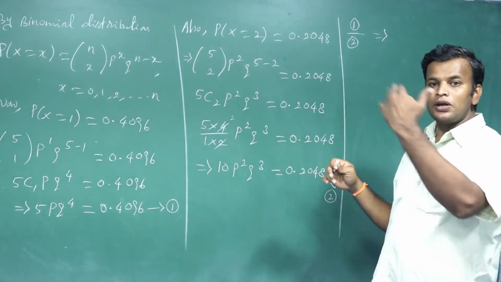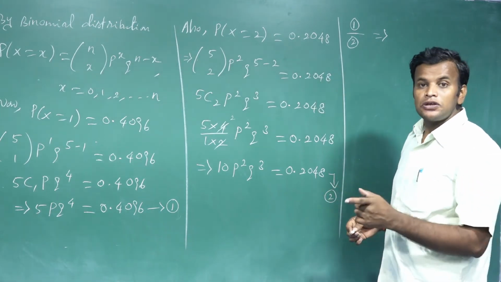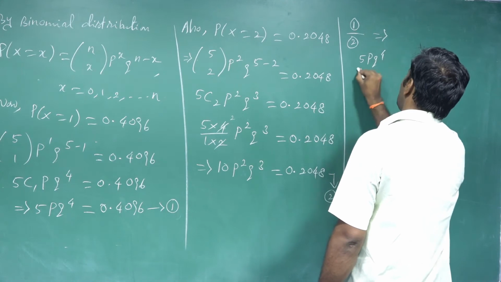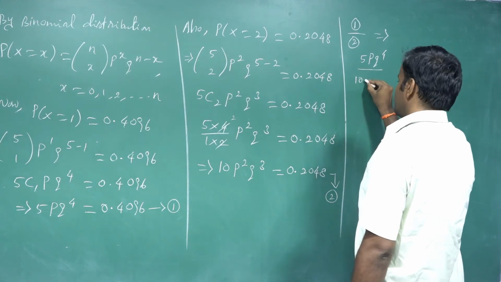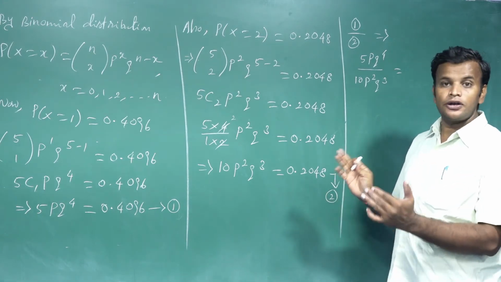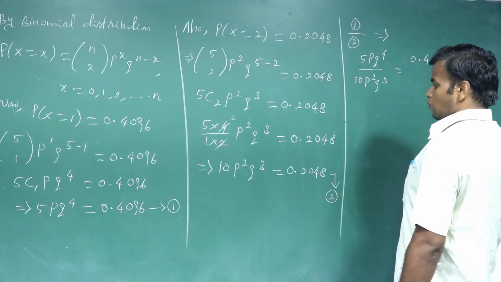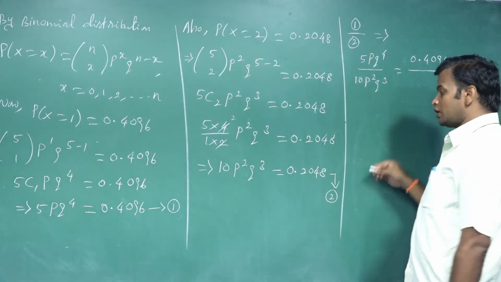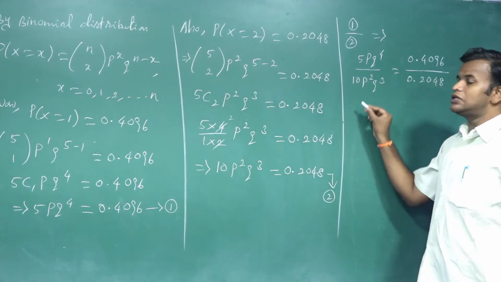That means I divide the first equation by the second equation. What is the first equation LHS? The first equation LHS is 5 P Q power 4, divided by the second equation LHS, 10 P square Q cube. For the RHS, the first equation is 0.4096, divided by the second equation RHS, 0.2048. You see, sometimes I cancel here.